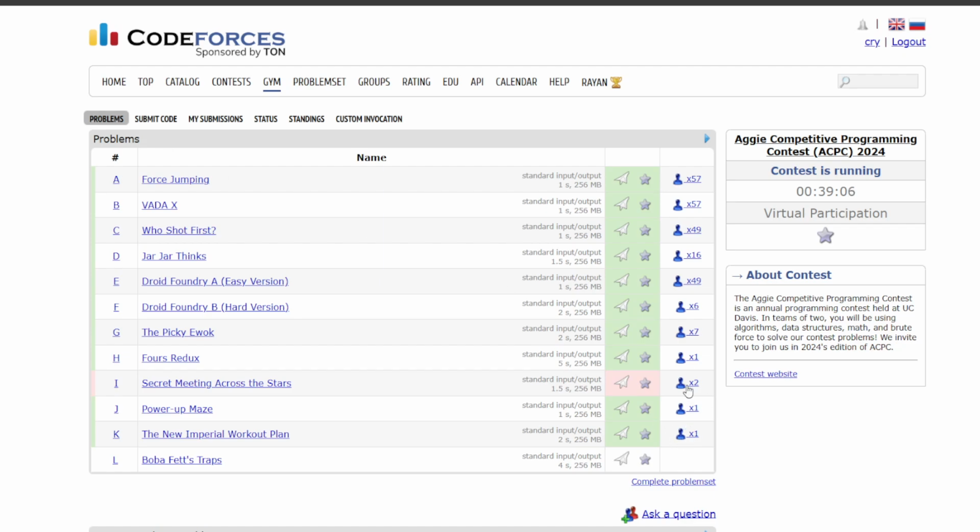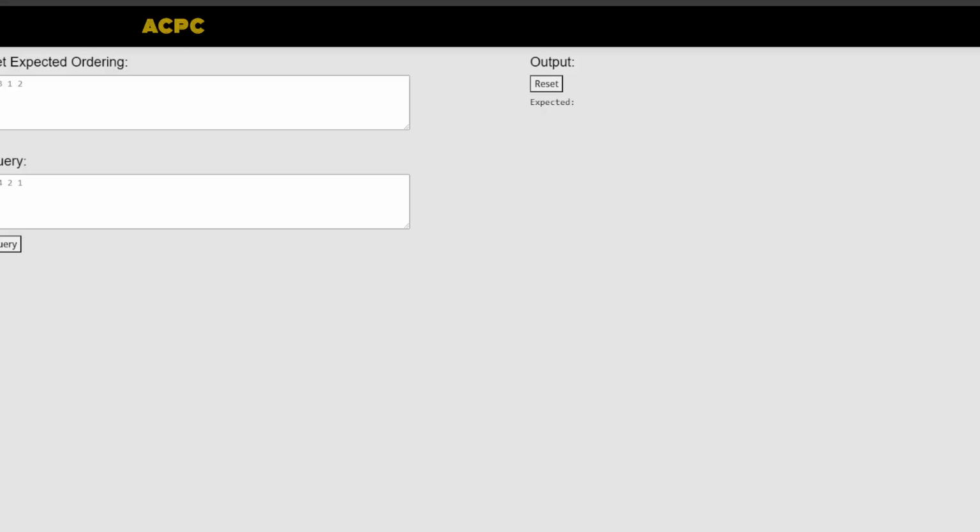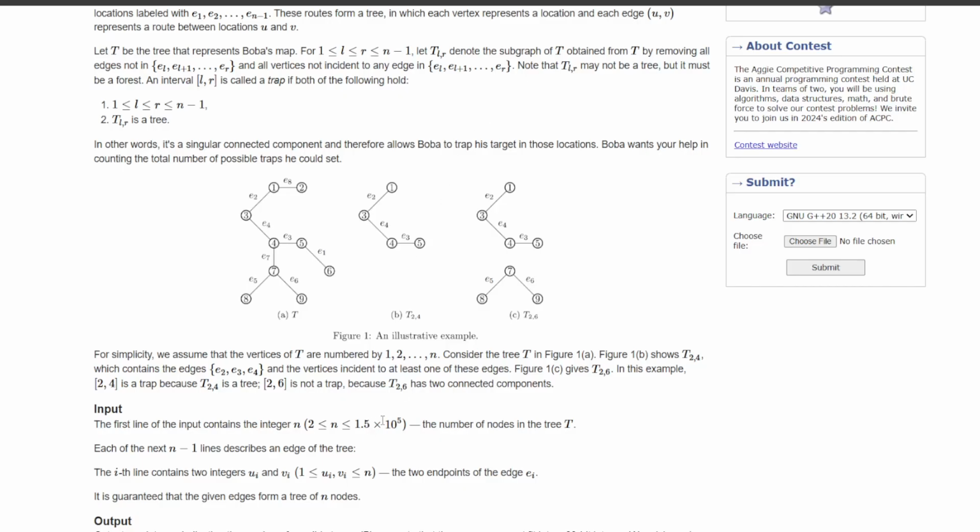Here, let me see the complexity of people who solve this. Oh, it doesn't show, so 0 ms.